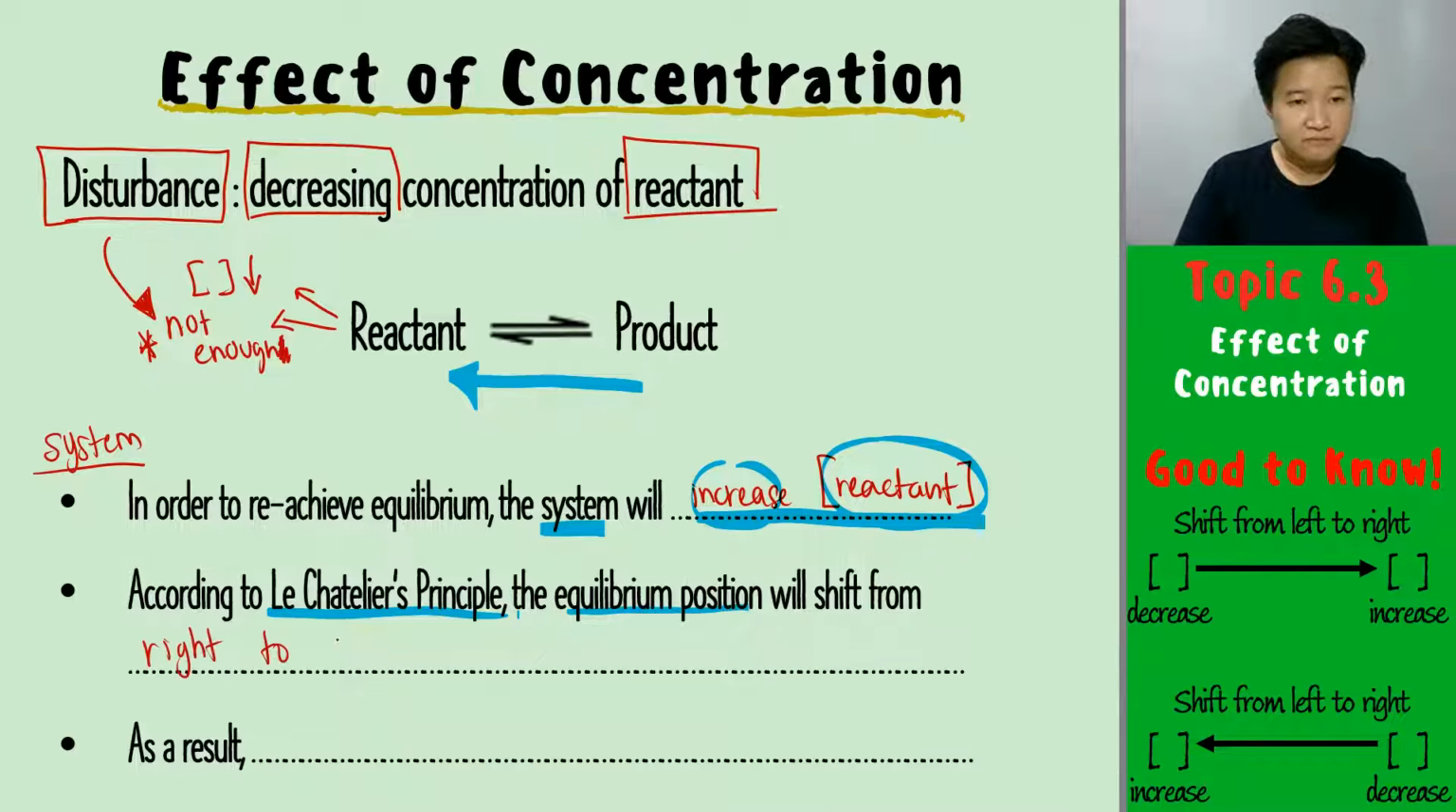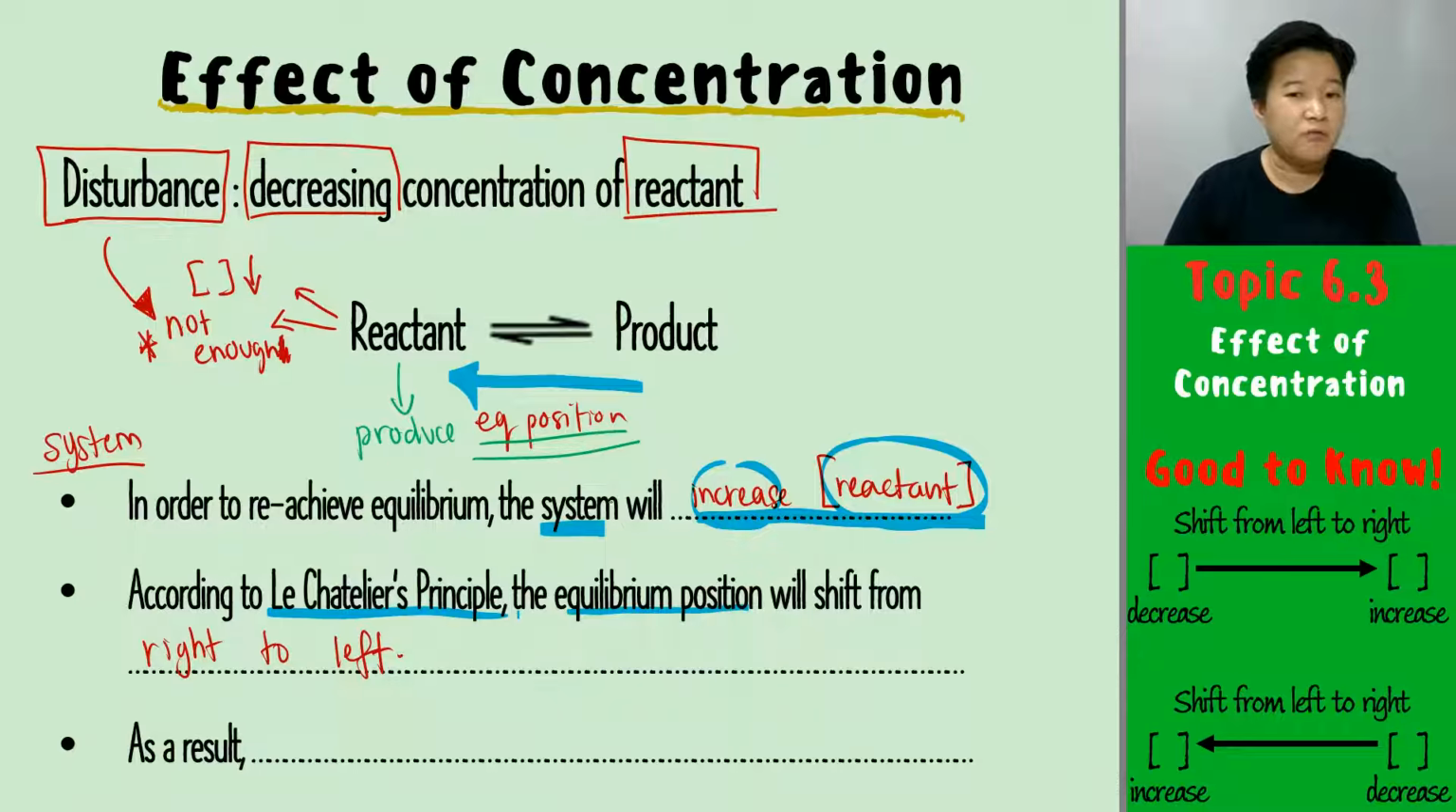Agree? So, what will happen when the equilibrium position is shifting from the right to the left? Simple. Your reactant will be produced. Alright? And that is what we want because we want to increase. Your system wants to increase the reactant. So, we must shift your equilibrium position to a direction where your reactant increases. Okay?